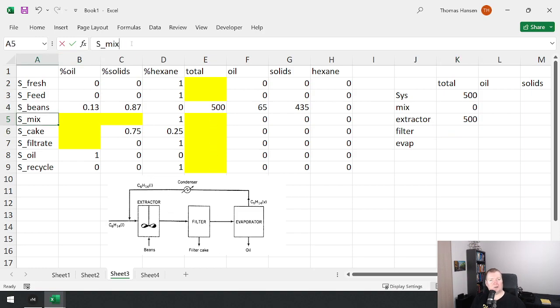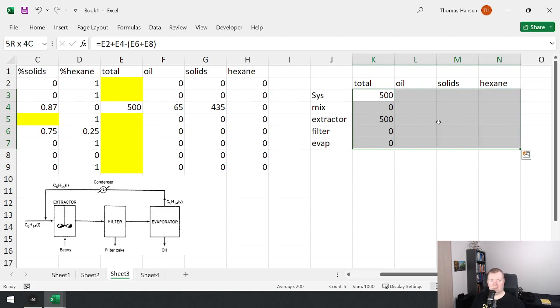Yeah, what can we call that? Let's call it extract. I can't spell now. There we go. And did I do that right? That plus that minus that. Yes. For my filter, I have my extract stream entering, and I have my cake and my filtrate exiting. For my evaporator, I have my filtrate entering, and I have my oil and my recycle stream exiting.